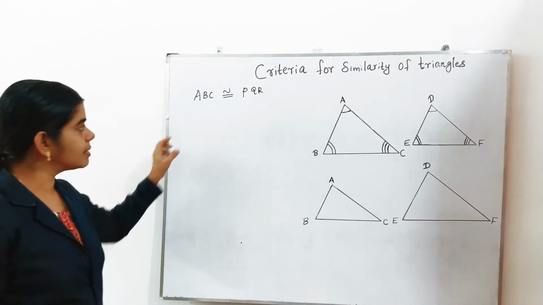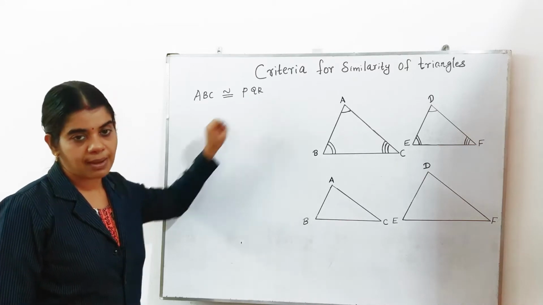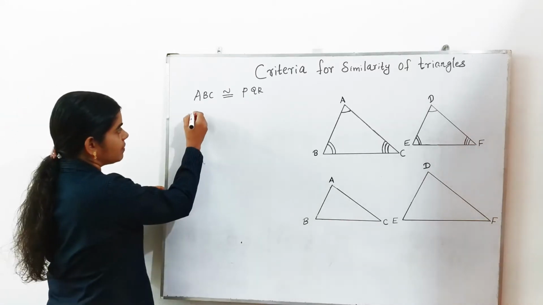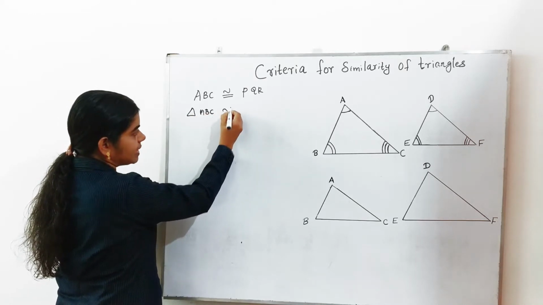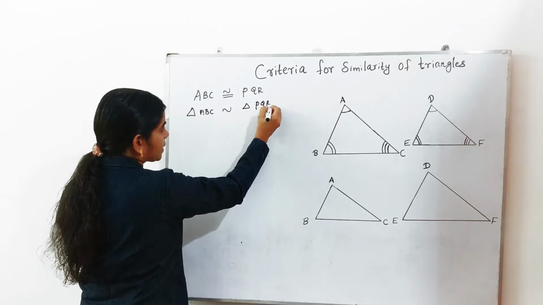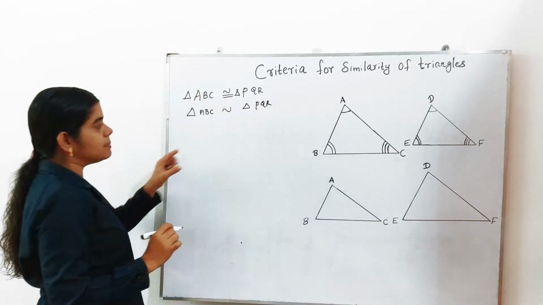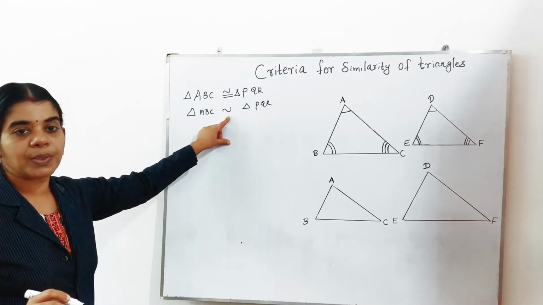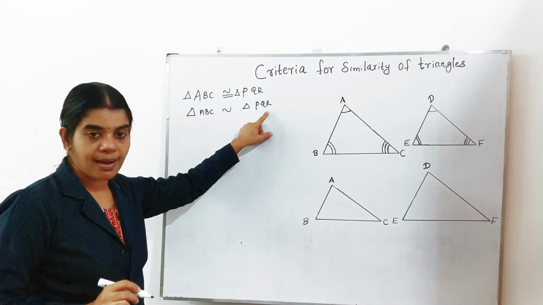How can we read this? Triangle ABC is congruent to triangle PQR. For similarity, we use the similar sign: triangle ABC is similar to triangle PQR.